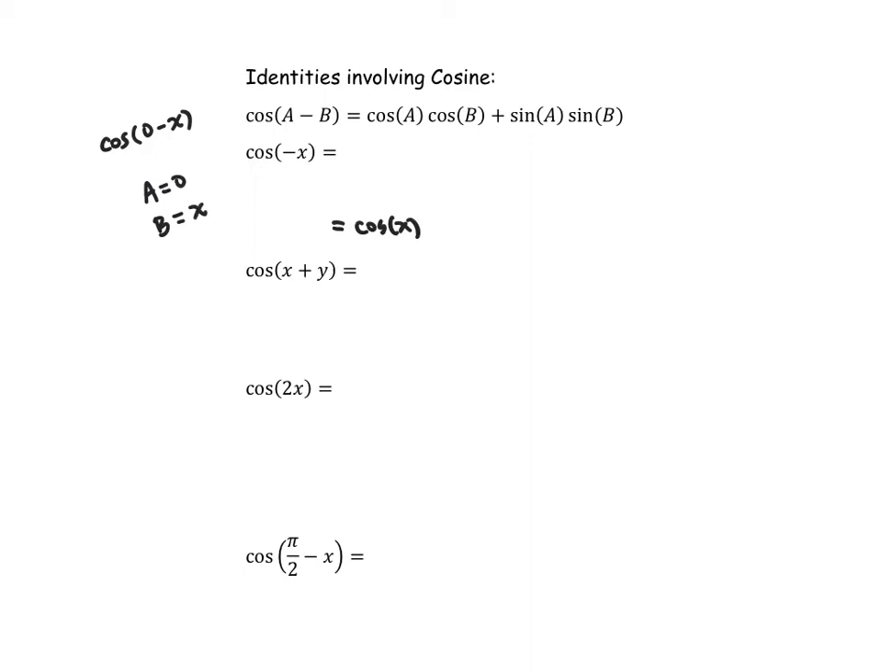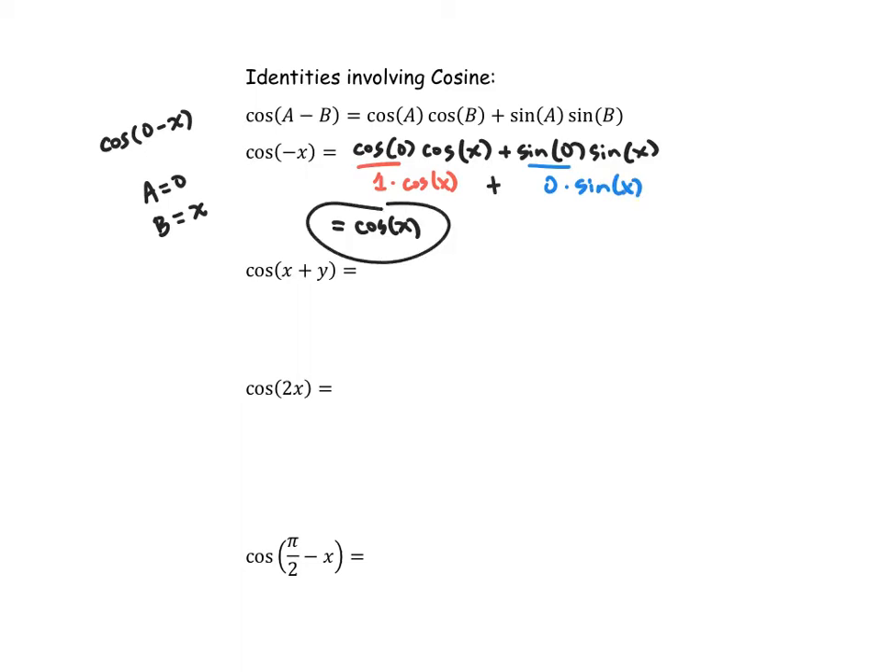So I could write this out as cosine of A, which is 0, cosine of B, which is x, plus sine of 0, sine of x. What you'll notice is that now we just use what we already know, which is that cosine of 0 using the unit circle is 1. So that's 1 cosine x. And the sine of 0 is 0. So that's 0 sine x. So when I add those two together, voila, I get cosine x.